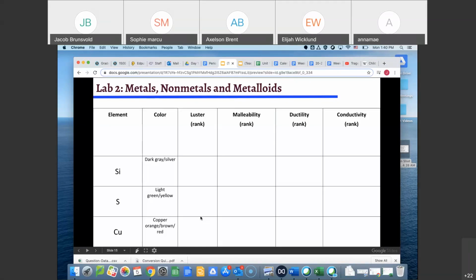ductility. That's kind of a tongue twister to say. Ductility is a measure of how ductile something is. So how easy is it to shape into a wire? So go ahead and rank those ones. Which one do you think would be the easiest to shape into a wire?